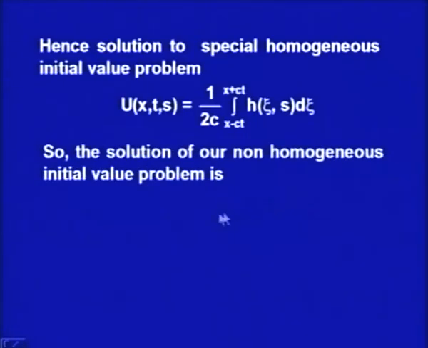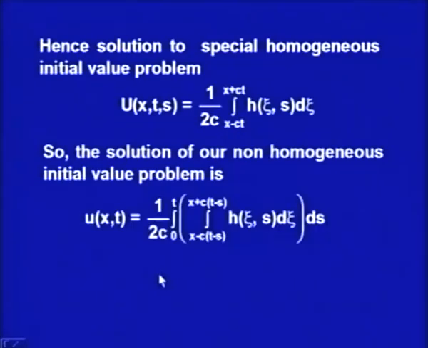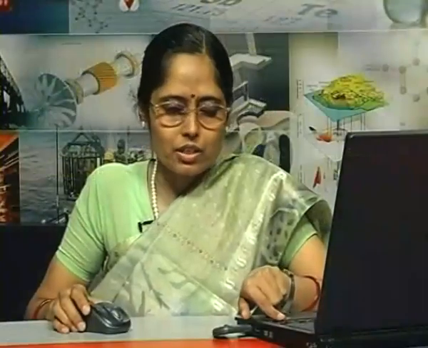So what will be the solution of the non-homogeneous problem? That we can find using Duhamel's principle, which says it should be integrated around. We integrate this whole thing from 0 to t with respect to s. The 1 upon 2c is a constant that I have taken out. Integral 0 to t of, now the function has to be U(x, t minus s), because in place of t I have to replace it by t minus s. So the limits are x minus c times (t minus s) to x plus c times (t minus s), the integrand is h(xi,s) d xi, and whatever integral we get, we have to integrate with respect to s. So this is the solution of our non-homogeneous wave equation with homogeneous initial conditions.